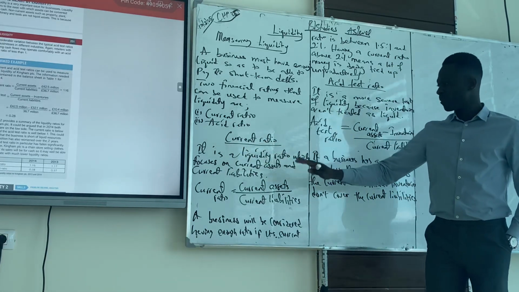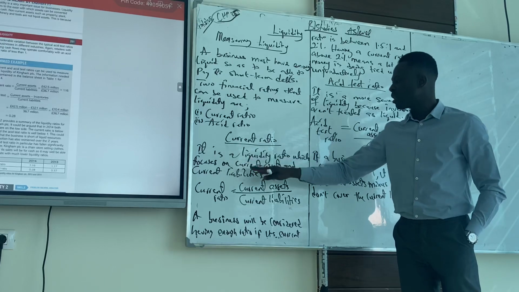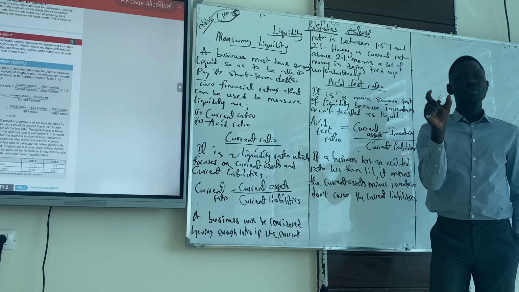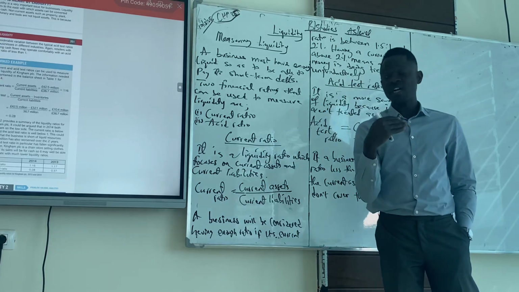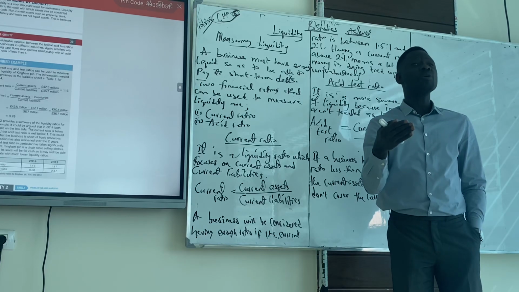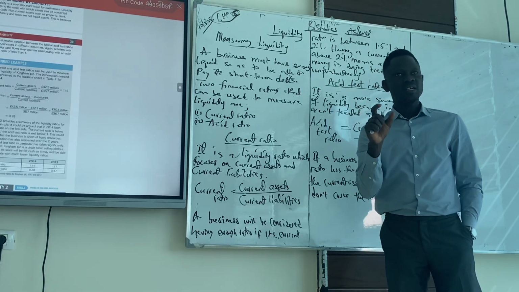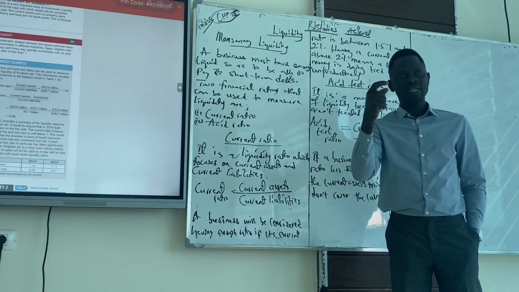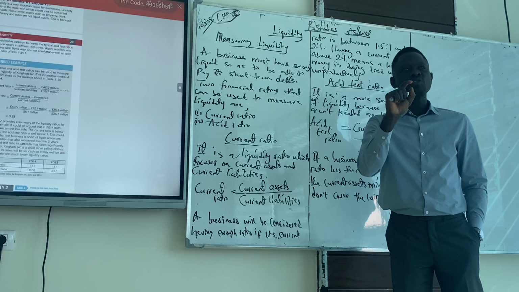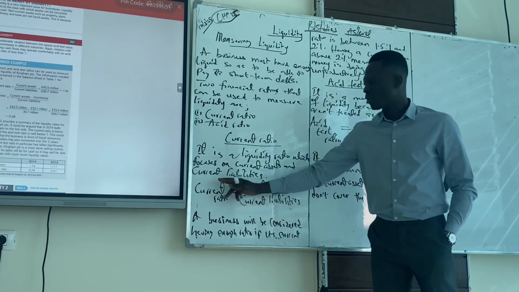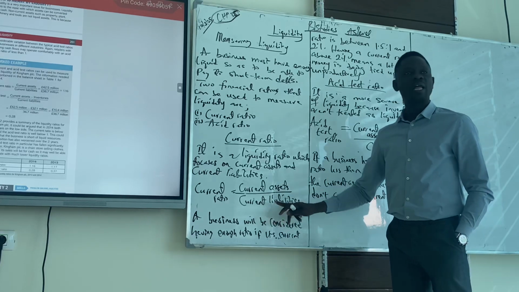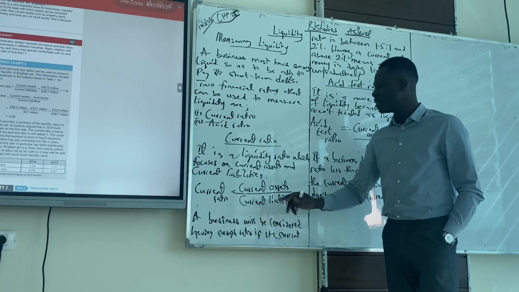For current ratio, I wrote, it's a liquidity ratio which focuses on current assets and current liabilities. What are current assets? These are assets that are supposed to be used up within a year. And current liabilities, these are debts that we are supposed to pay back within a year. So the ratio of what we have that's supposed to be used up within a year to what we are supposed to pay back within a year is called the current ratio. Current ratio is current assets divided by current liabilities.